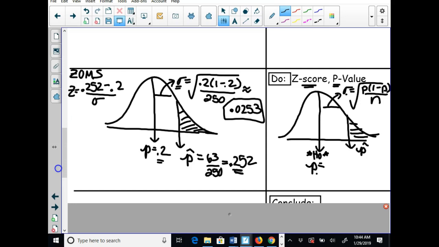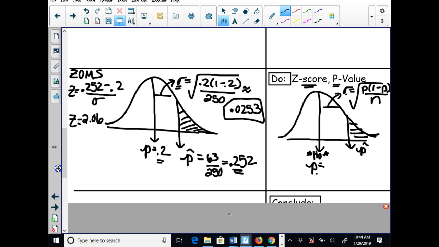I'm now going to type this in my calculator. 0.252 minus 0.2 divided by 0.0253 gives me a z-score of 2.06. Friendly reminder, with a z-score, you only need to round to the nearest hundredth. Well, now I need to find a p-value that goes with that.